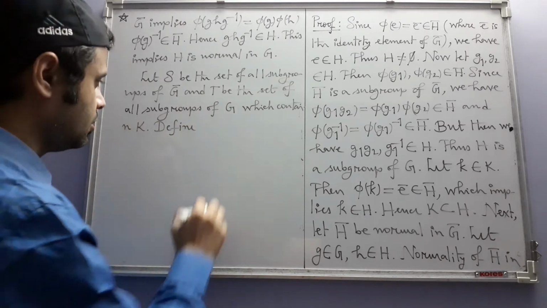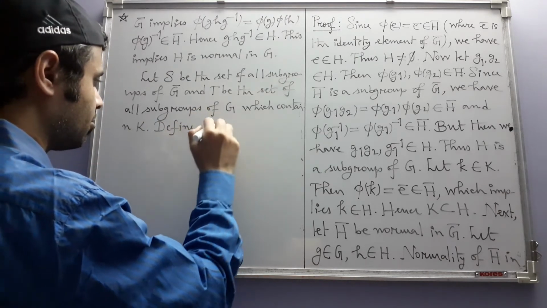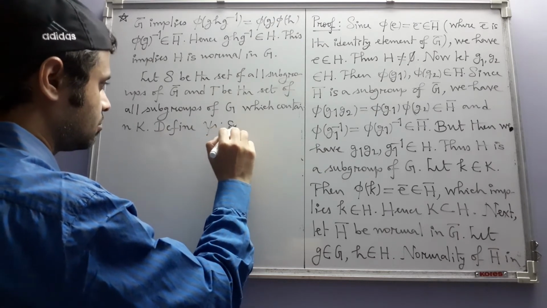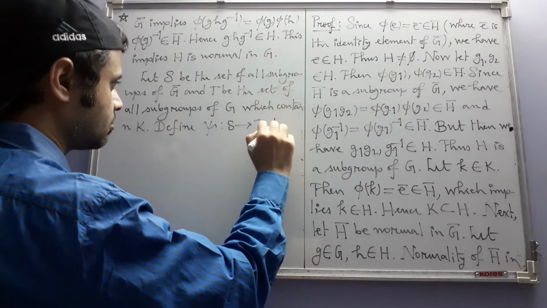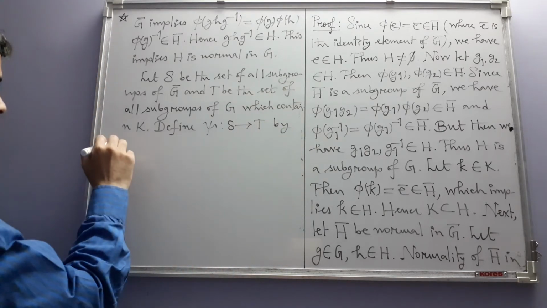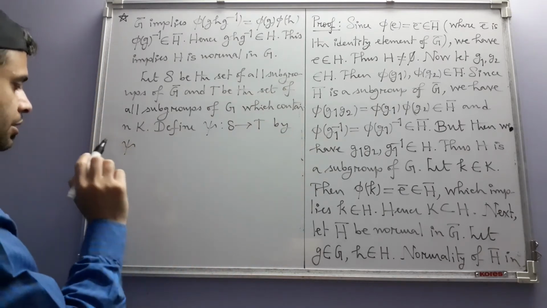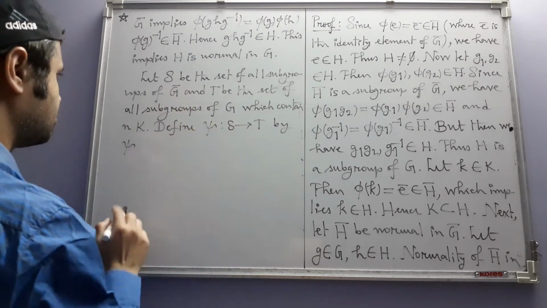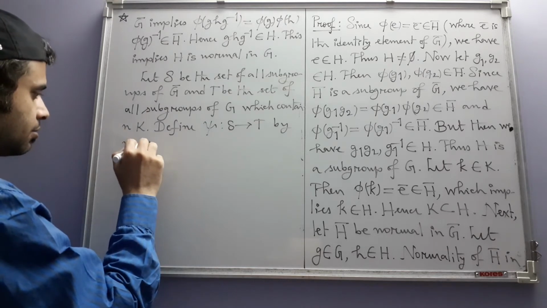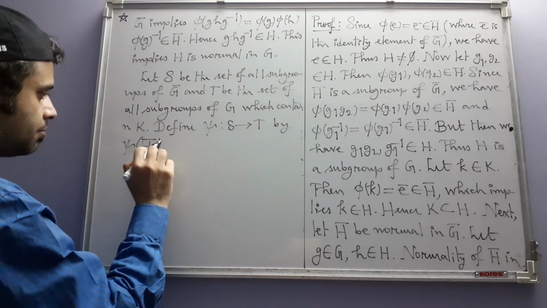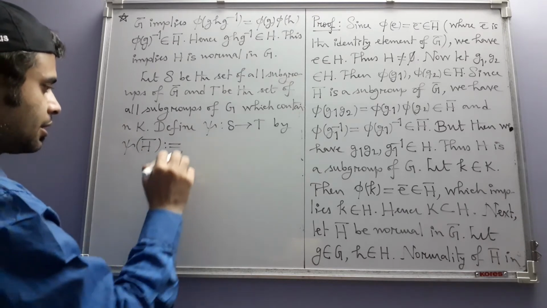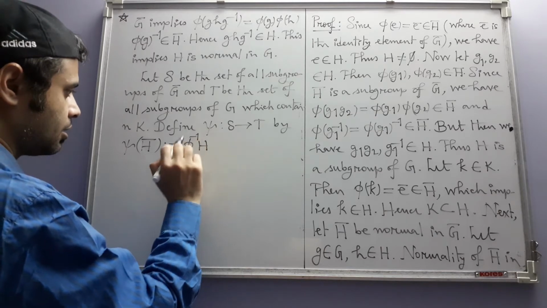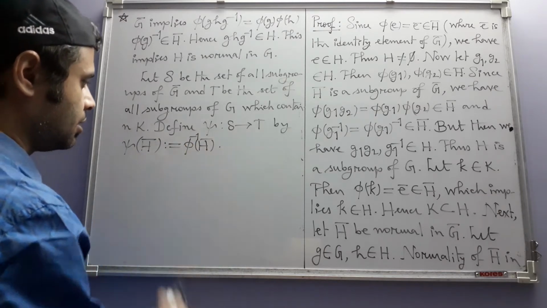We are going to define a mapping, say psi, from S to T by this formula. If we take any element from S, then that is a subgroup of G bar, say H bar. By definition, this is nothing but the inverse image of H bar under phi.